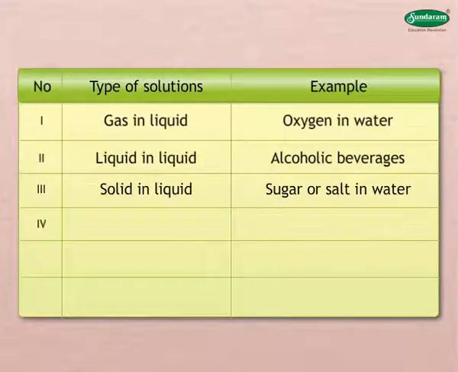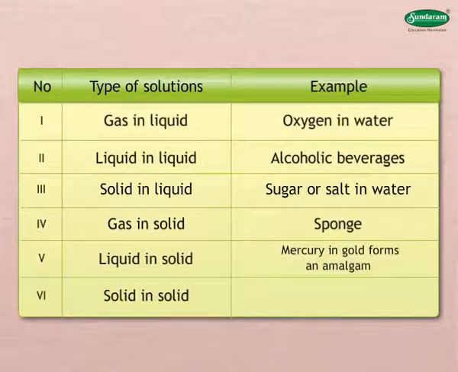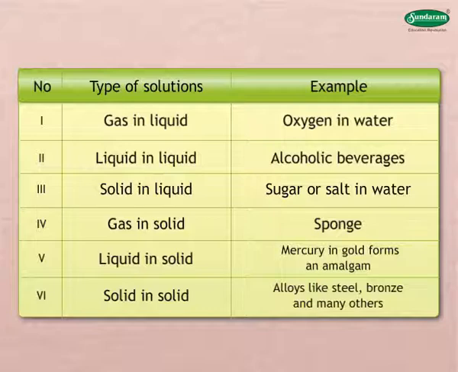An example of gas in solid solution is sponge. An example of liquid in solid solution is mercury in gold, which forms an amalgam. An example of solid in solid solution is alloys like steel, bronze, and many others.